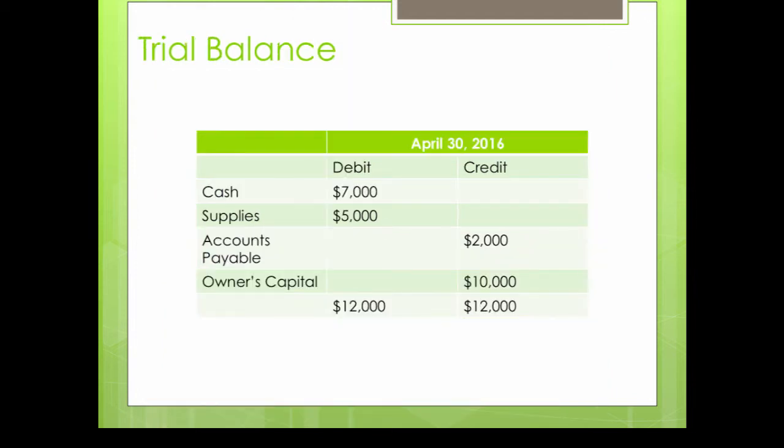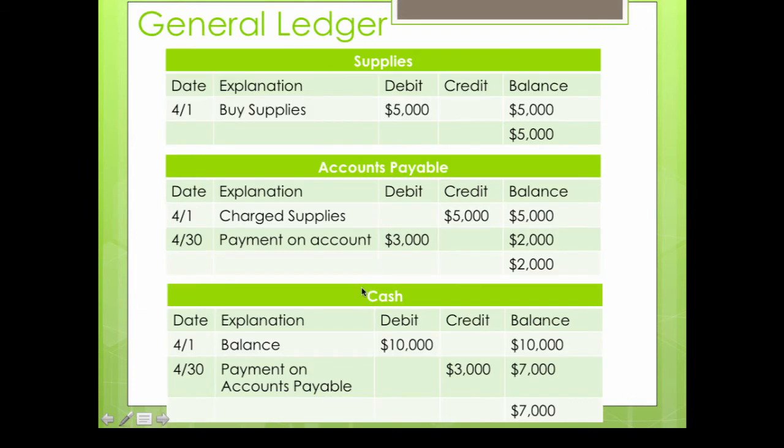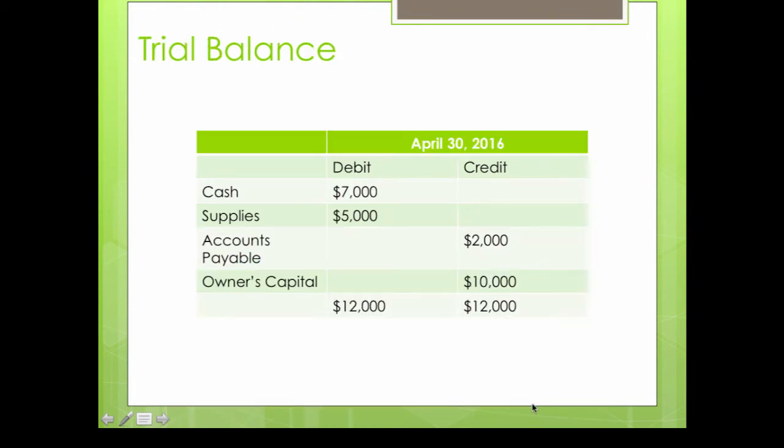So how do you know if you recorded everything correctly? One way to check is by completing a trial balance. This is what a trial balance looks like. And basically this is a list of accounts with the balances that you determined over in your general ledger. You see how you have supplies account 5,000, your accounts payable is 2,000, and your cash is 7,000. All you do is transfer it to your trial balance.